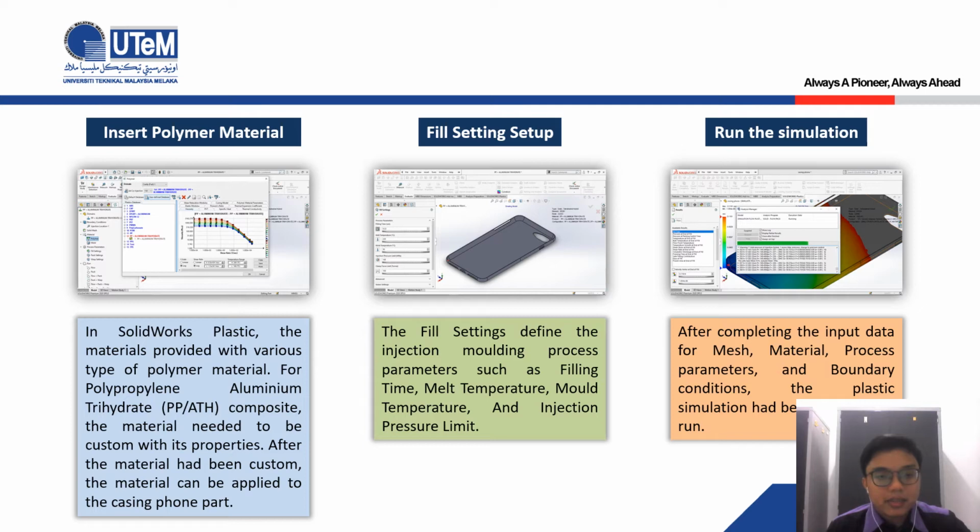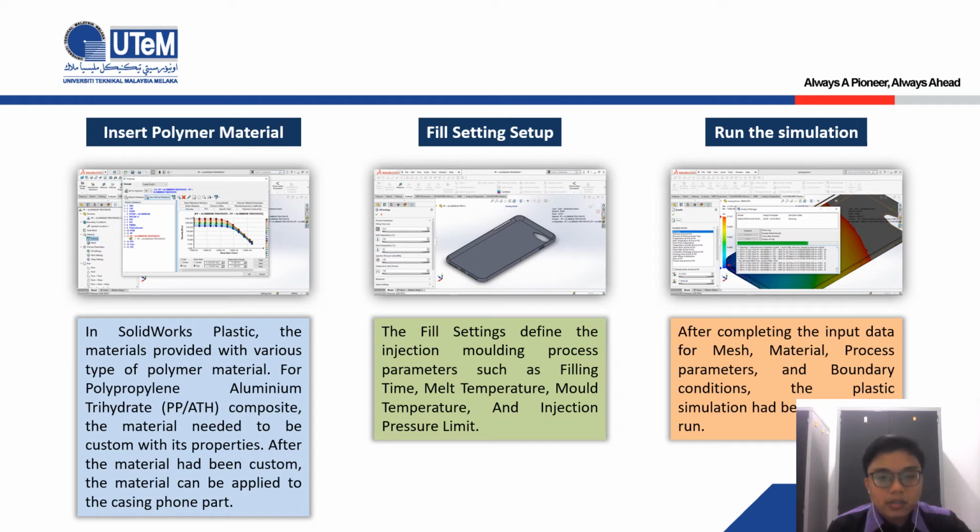The third step is insert polymer material. In SolidWorks Plastics, the materials are provided with various types of polymer material. For polypropylene aluminium trihydrate composite, the material needs to be customized with its properties. After the material has been customized, it can be applied to the casing phone part.